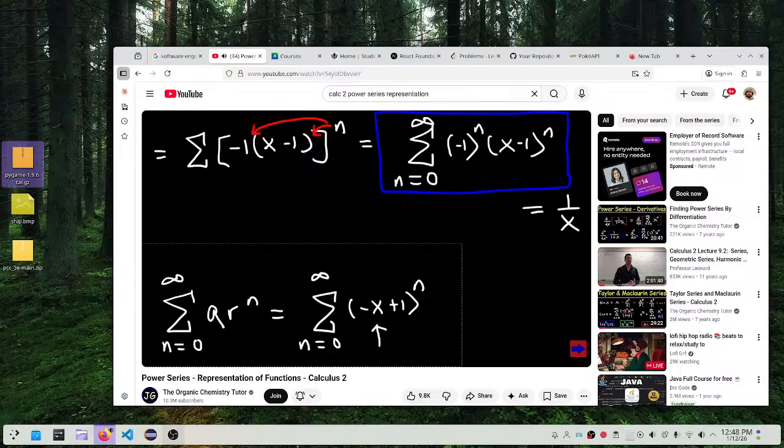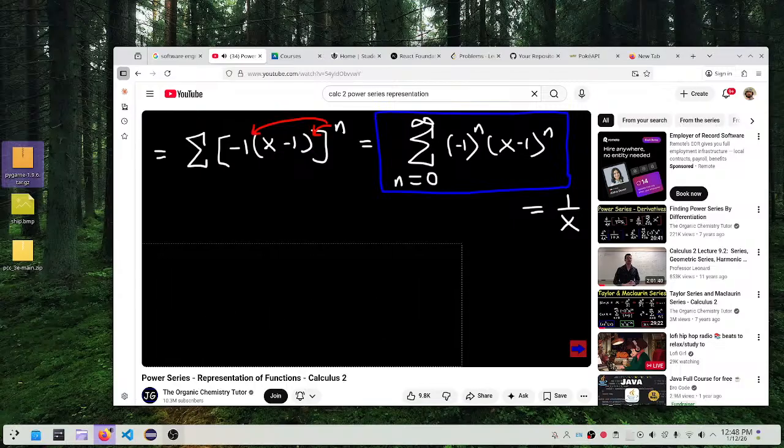Now, we need to find the interval of convergence. We need to know the x values where 1 over x can be represented by that particular power series. So notice that this power series is centered at x equals 1, because if you plug in 1 for x, you're going to get 0. So we can say that c is equal to 1.